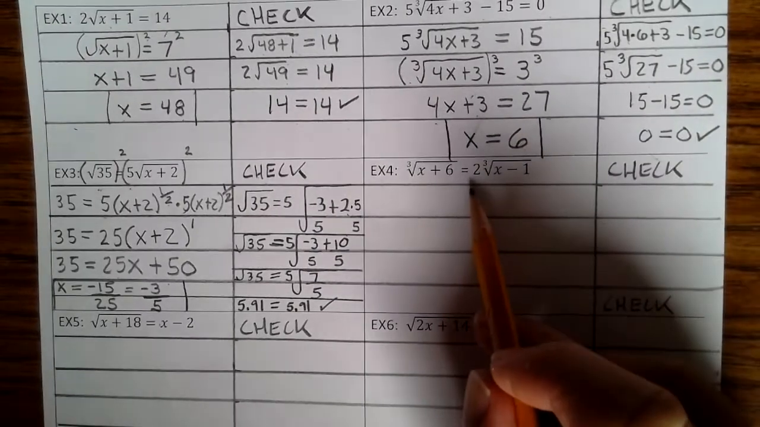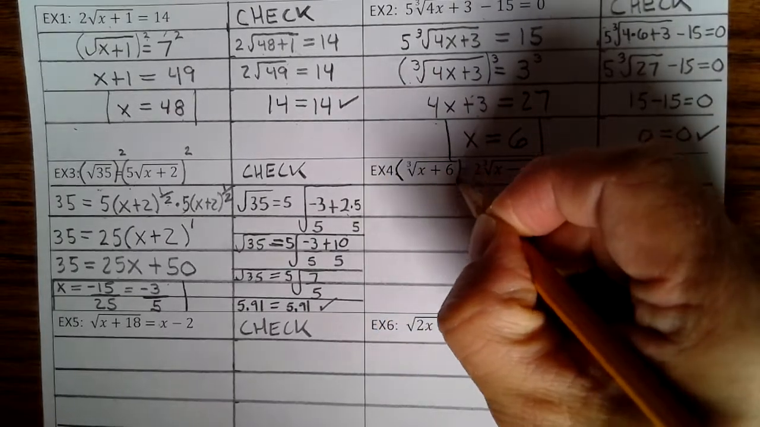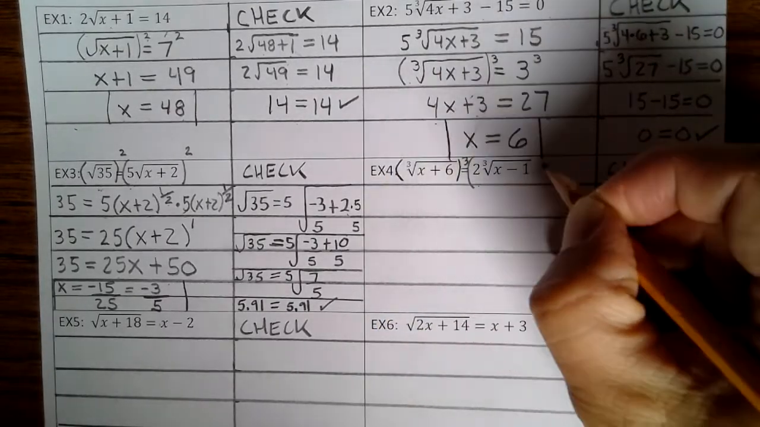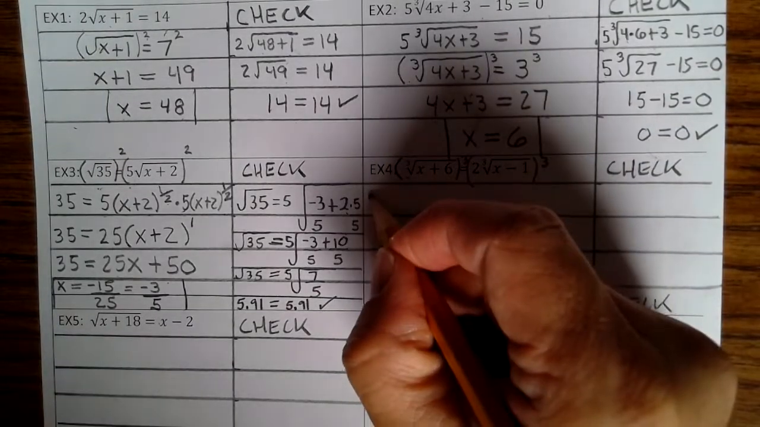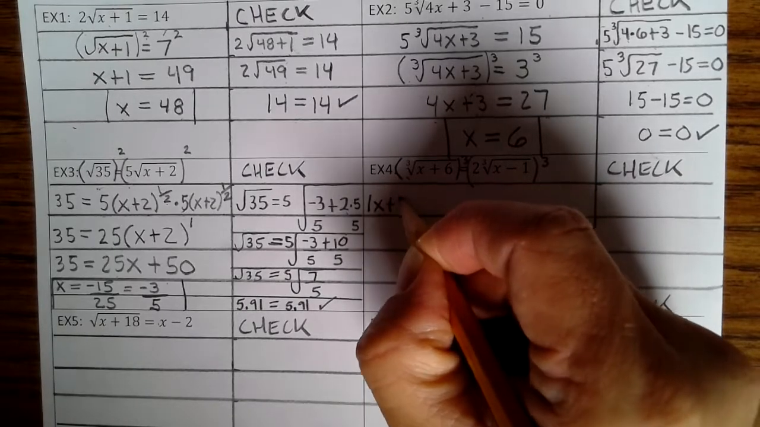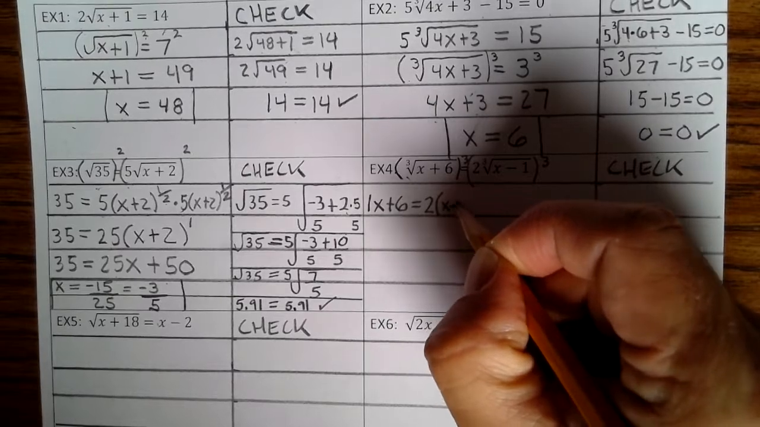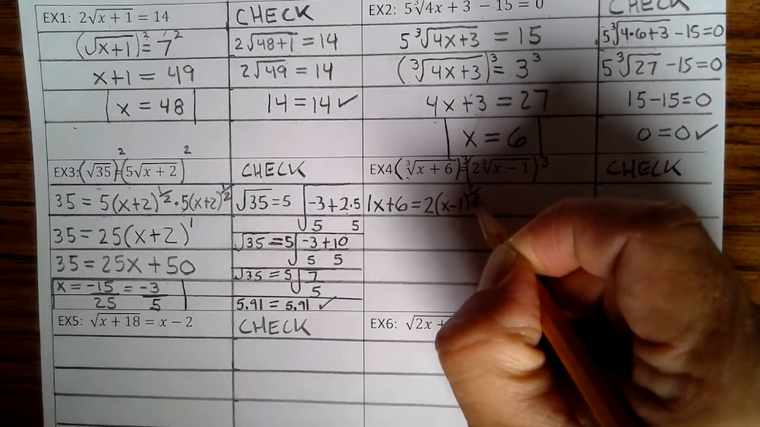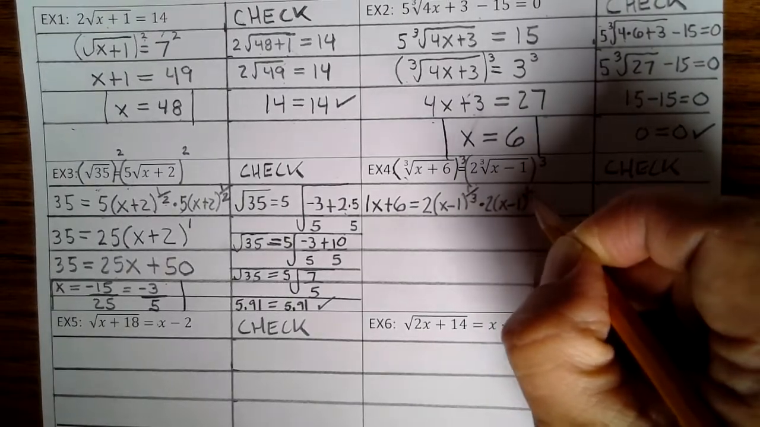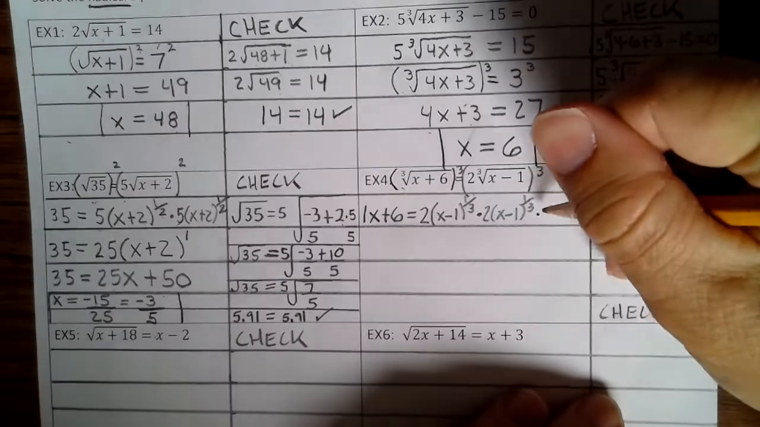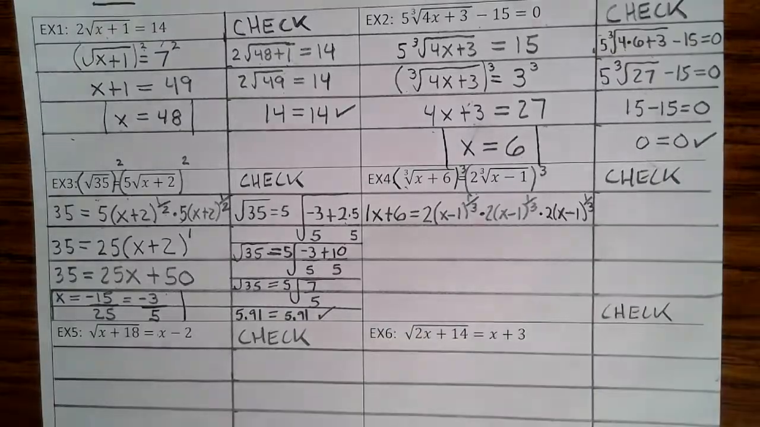Okay, so again, you want to isolate the radical, but there's nothing you can do with the 2, so you're just going to have to cube both sides. Okay, this uncubes the root, so you have 1x plus 6 equals 2 times (x minus 1) to the 1/3 times 2(x minus 1) to the 1/3 times 2(x minus 1) to the 1/3.